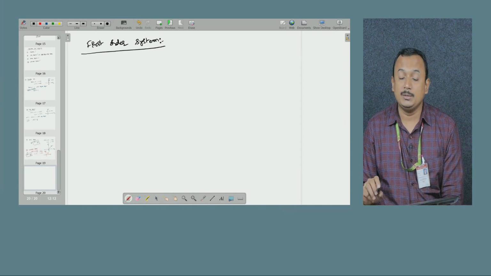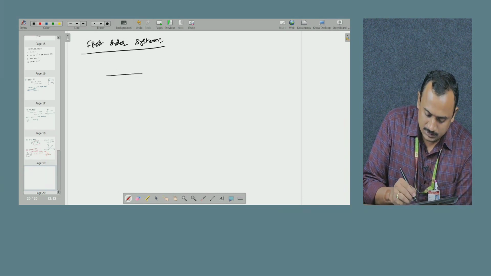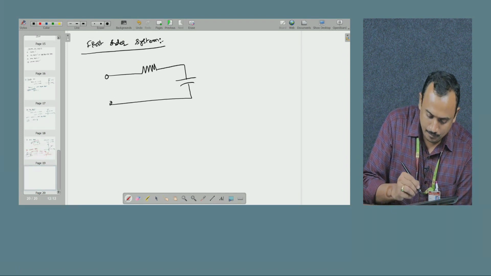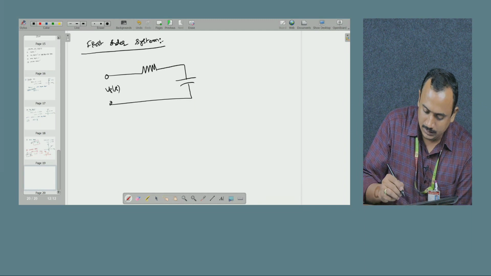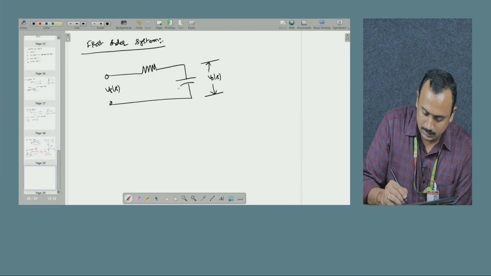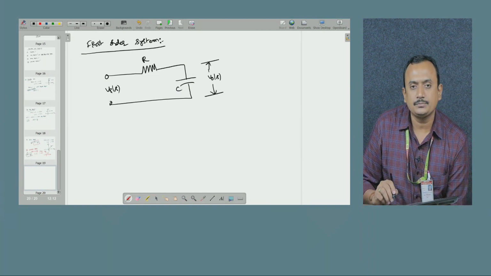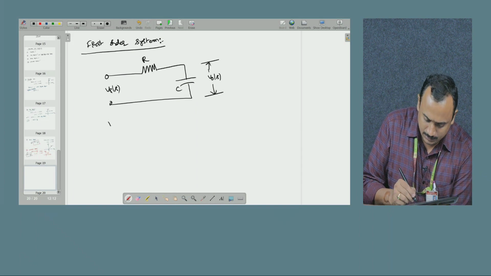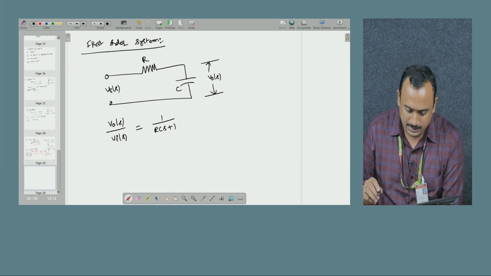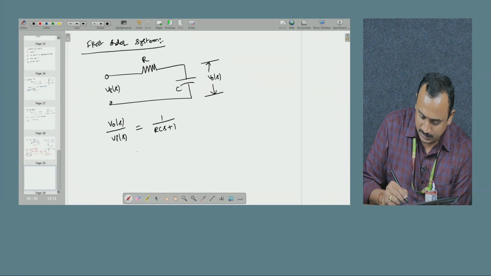Quickly, if you see from the previous classes, first order means it is an RC series circuit. You have input Vi of S, output we consider at the capacitor, that is C, and this is R. If I find V naught of S by Vi of S, it becomes 1 by RCS plus 1. This we have seen in the previous classes. From this, we know the time constant of the RC series circuit is tau equal to RC seconds.